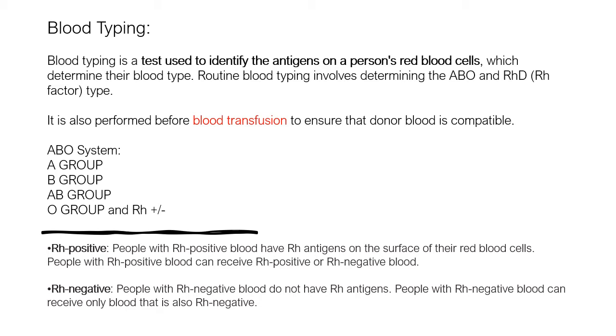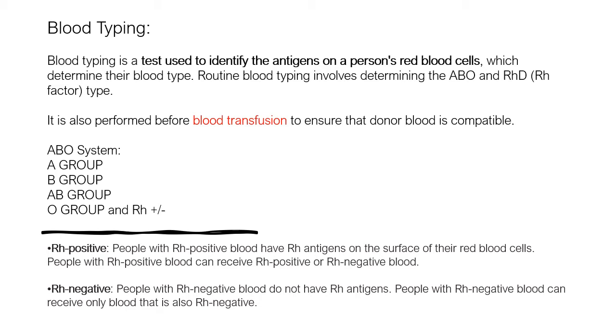Blood typing is also performed before blood transfusion to ensure that the donor's blood is compatible with the patient. To avoid cross reactions, blood typing is done. The patient's blood and the donor's blood are matched, and only if they are compatible is the blood transfusion done.